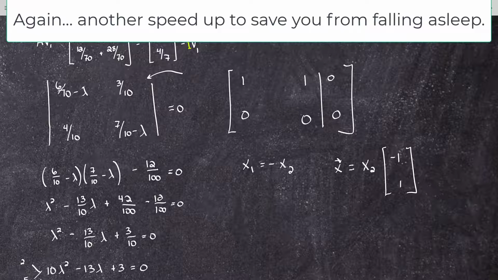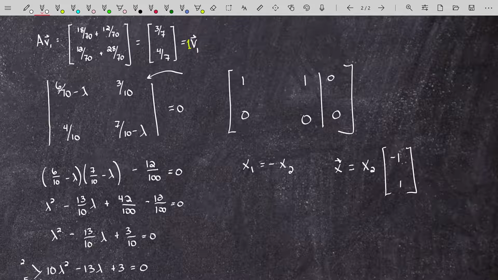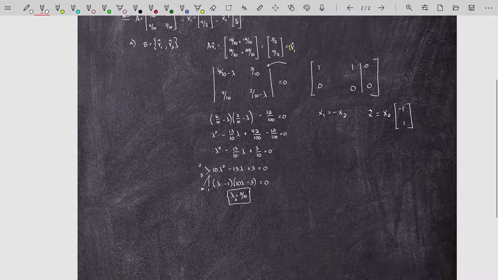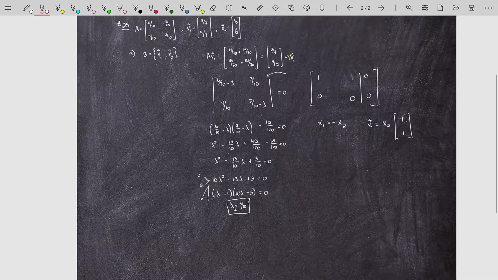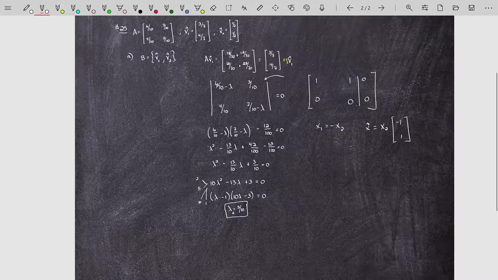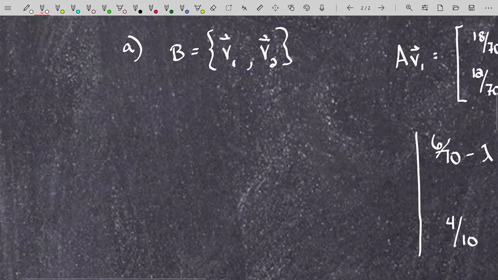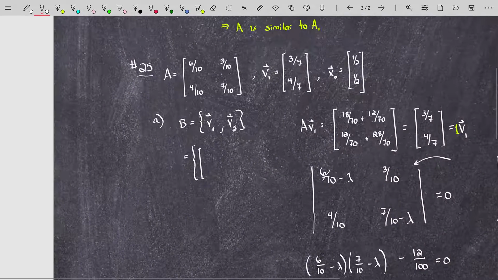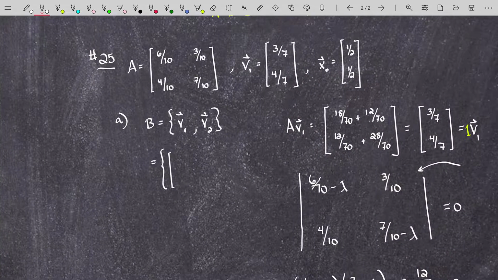So I'll let x sub 2 equal 1 to find an eigenvector associated with the eigenvalue 3/10. I happen to know another eigenvector that for our basis is going to be negative 1, 1. So let me go ahead and write our basis in here. Our basis is going to be, what do we have? You actually don't have to have the 3/7, 4/7. You could write it as 3, 4.